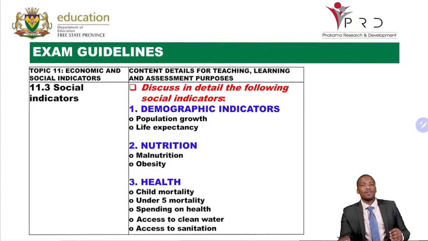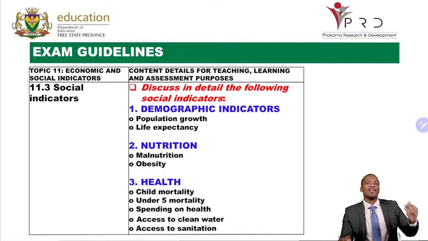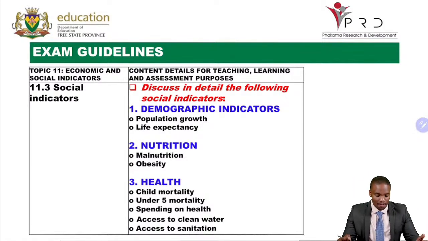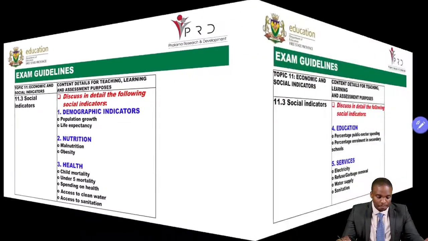I repeat, grade 12s, separate the two when you're writing. I know some of the books or most of the sources say nutrition and health. But for the main purpose of the exam, split them, write nutrition indicators, and then come with health indicators so that you'll be able to get marks.